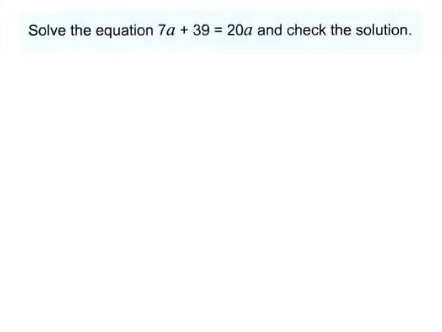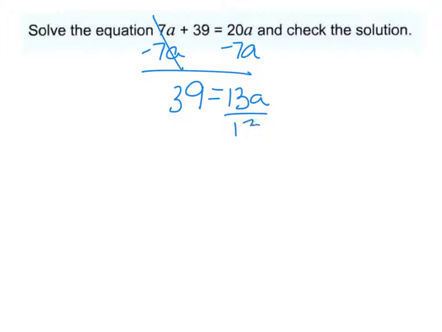To get our variable on one side, I'm going to subtract 7a from both sides of the equation, because 7a minus 7a is no a. So all I have left on the left is 39. 20 minus 7a is 13a. Divide both sides by 13, and a equals 3.